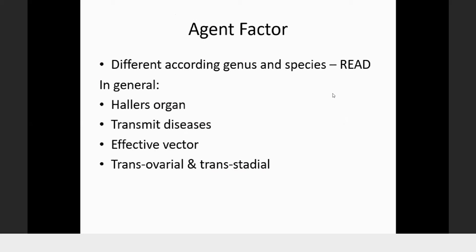And another thing is transovarial and transstadial. Ticks are very special because they can transmit the pathogen for generations. And transstadial means from one stage to another stage, meaning from larvae to nymph and then to adult ticks.